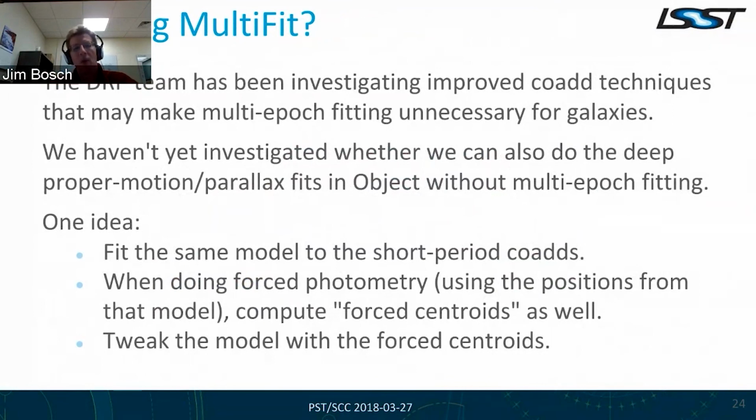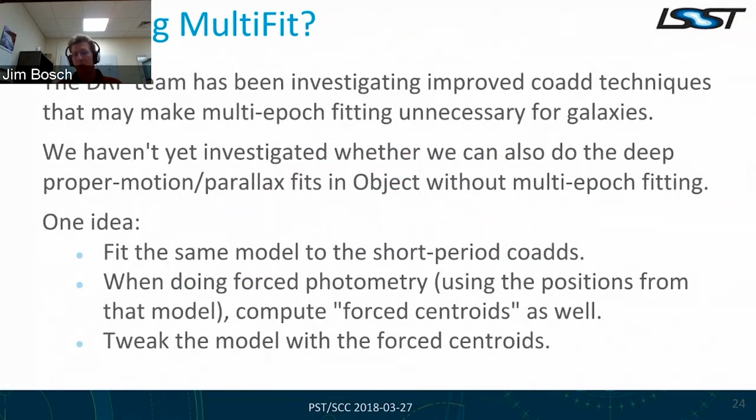When you do the forced photometry, then we use the positions from that model, and we compute forced centroids as well, which is essentially saying, given this filter that I put down, from what my model says the object should be, compute the actual centroid, which is some small delta from what that model originally says. And then you can model with the forced centroid. And the premise is that the short period coadds will get us close enough to where any updates to the model are in the linear, take-one-Newton-step kind of regime, and the forced centroids will be enough to get us the rest of the way there.